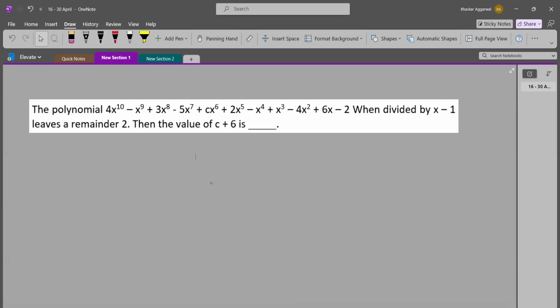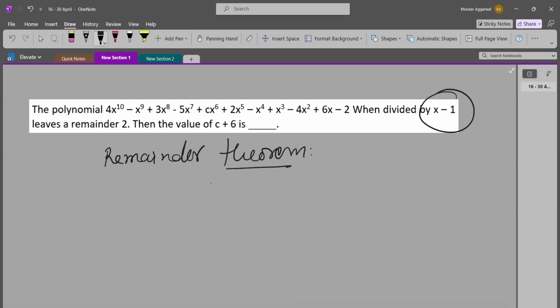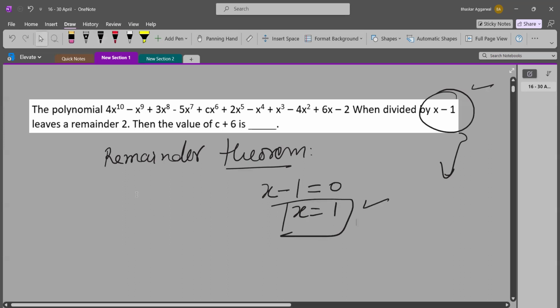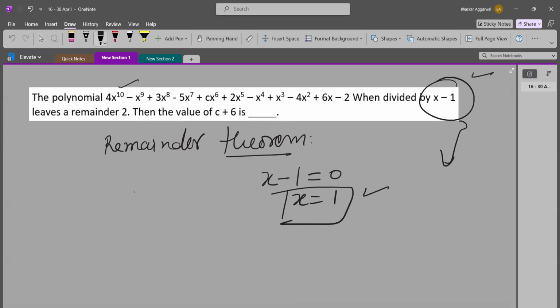Right. So we can simply solve this question by looking at the divisor, which is x minus 1. So we will want to use here the remainder theorem. The first step to use the remainder theorem is to check whether the divisor is a linear expression, which is in this case. So x minus 1 is linear. So we'll put that equal to 0 so that we get the value of x, which is 1. Because x is 1, it will be very easy to deal with all these powers.